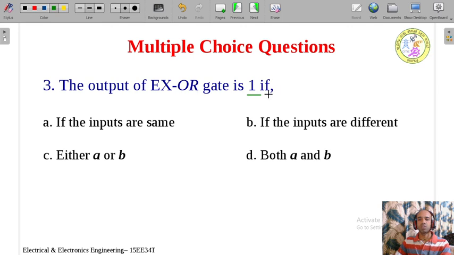XOR gate output is 1 if the inputs are same, inputs are different, either A or B, both A and B. We know that for the XOR gate, the output of the XOR gate is 1 when the inputs are different. If different, 1 should come; if same, 0 should come. Therefore the correct answer is option B.